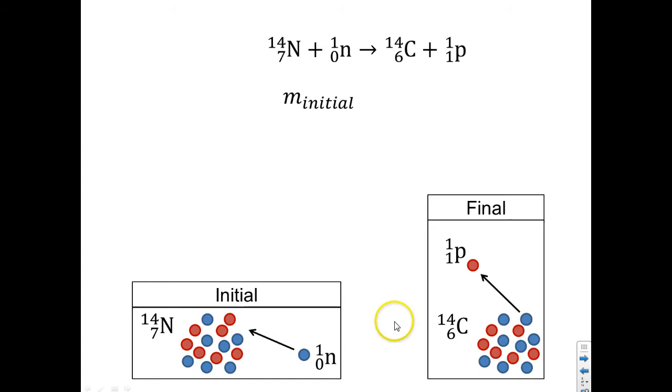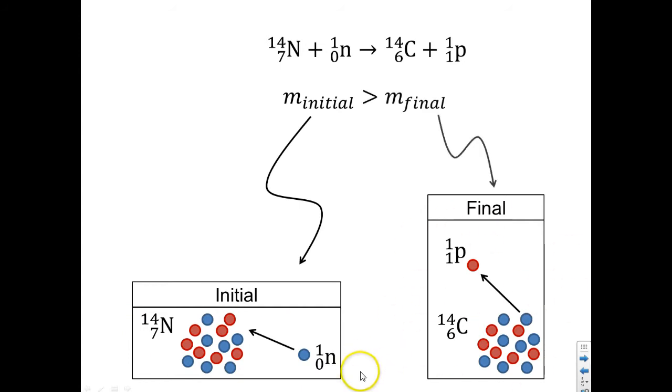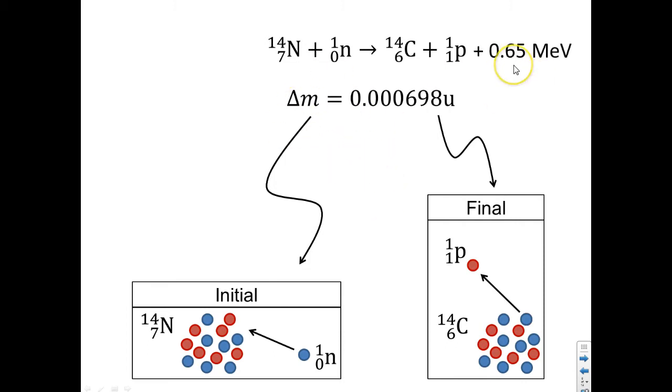If we compare masses, the initial mass of the nitrogen plus the neutron is bigger than the final mass of the proton and the carbon. Right, bigger than the final mass. Which means the change in mass, the mass deficit, or the difference between these two, is this many u, this many AMU. And if you convert this into energy, we get 0.65 MeV, mega electron volts.